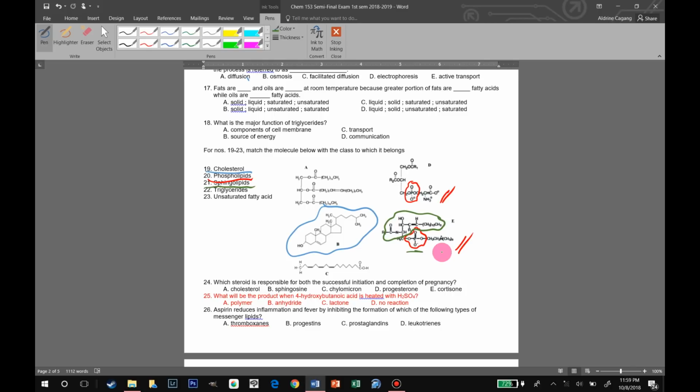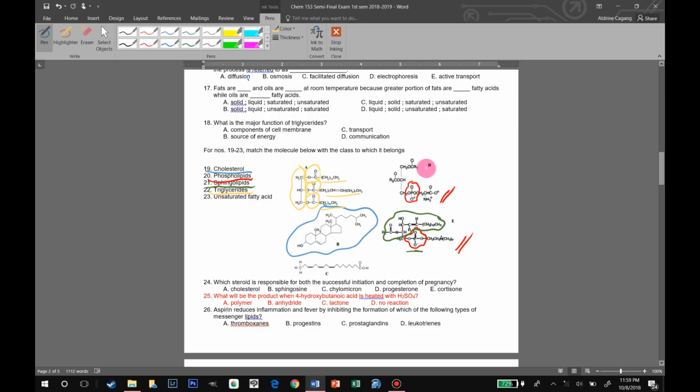Then number 22, your triglycerides. A triglyceride is a lipid that has a glycerol structure, and then you have 3 ester bonds with your 3 fatty acid chains. So your triglyceride is going to look like your letter A. This part of the molecule is your glycerol. You have these 3 ester bonds. Then these are your 3 fatty acid chains. So letter A is your triglyceride.